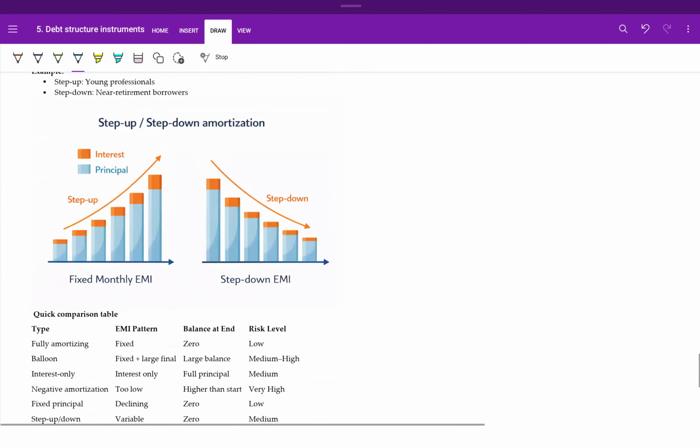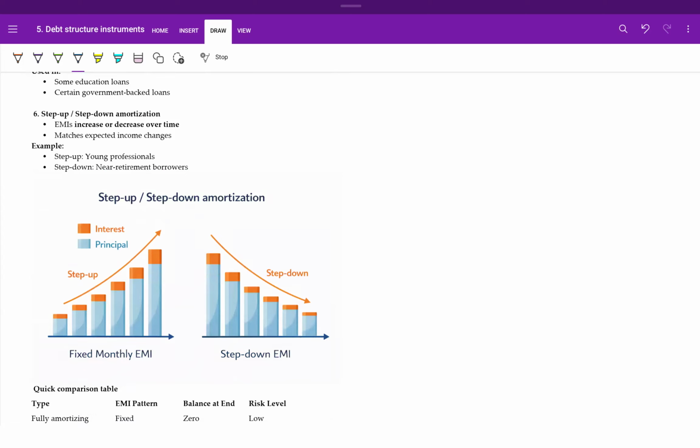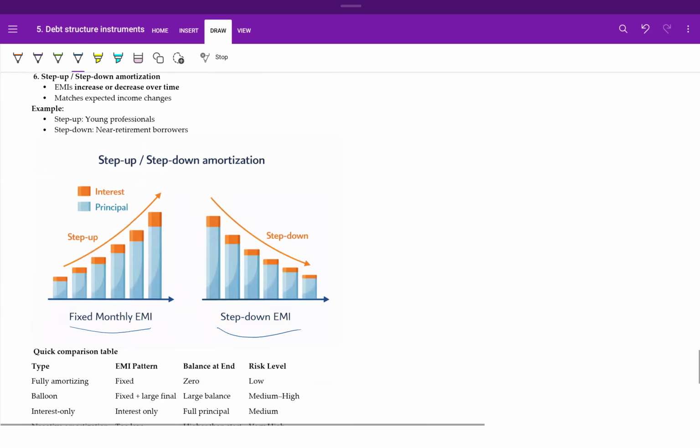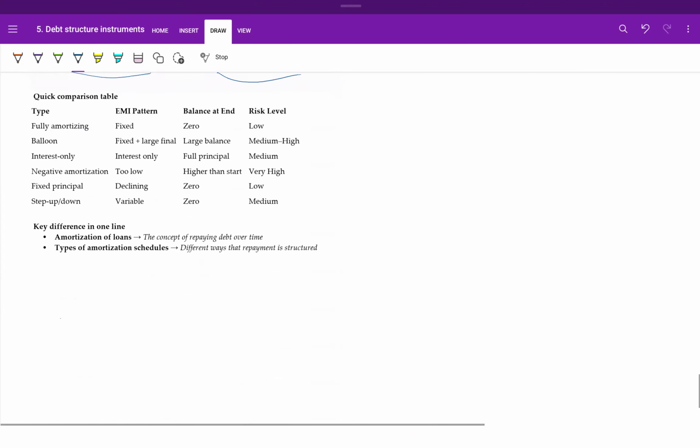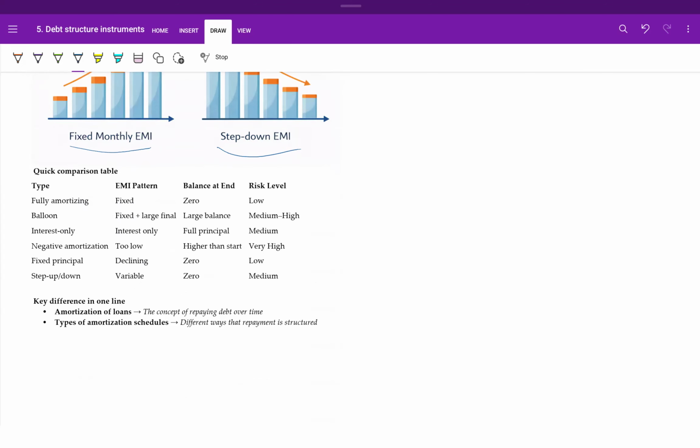I hope it's not going to be a problem to understand this. Here the EMI increases, and here the EMI decreases. I hope you have understood what I'm trying to deliver. The key difference in one line: amortization of a loan is the concept of repaying the debt over time, and the types of amortization schedules represent the different ways the payment is structured. These are the options available in the market.